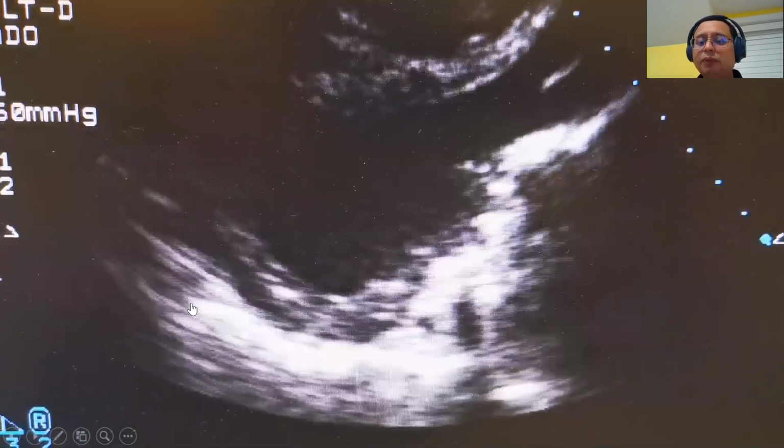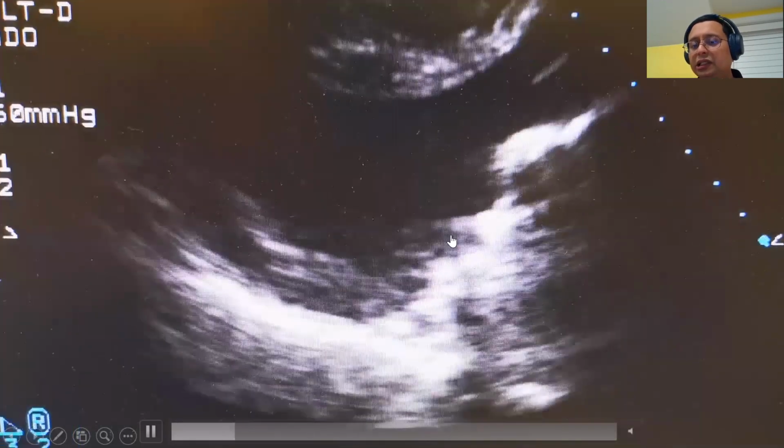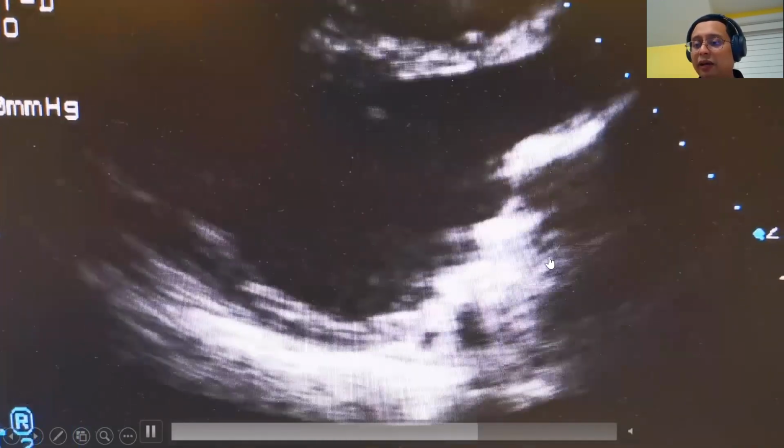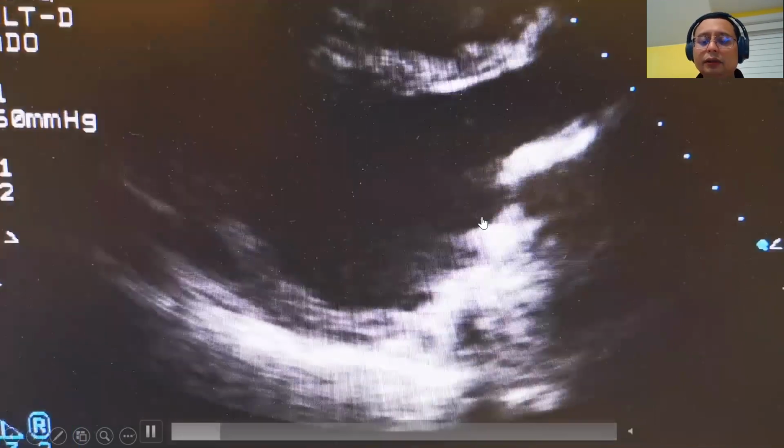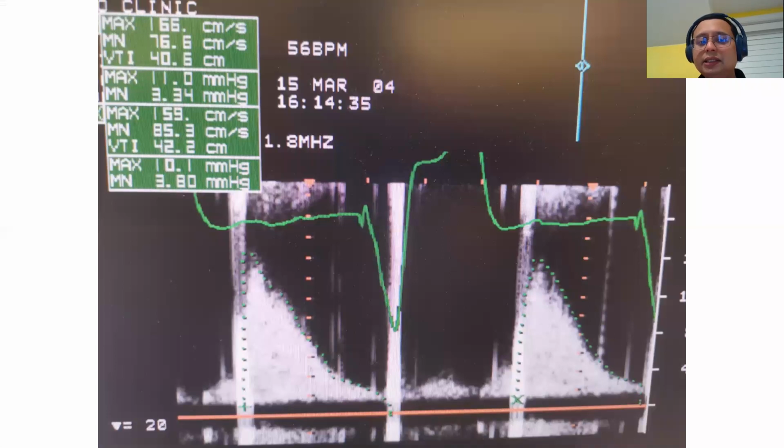This is a parasternal long axis view. It's quite difficult actually to differentiate in this view whether this is a single tilting or bileaflet valve, but the assessment is the same. This is the continuous wave across the mitral valve. How do I know this is continuous wave? It is totally white, so this is not a pulse wave Doppler. If you look at the gradient, the mean gradient across the mitral valve is 3.34 millimeters of mercury, which is lower than 6 millimeters of mercury.